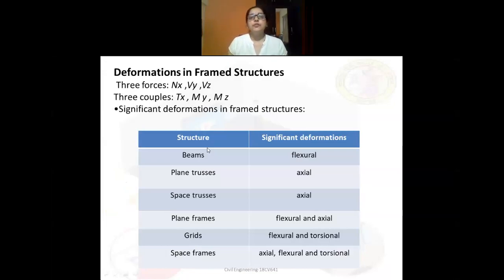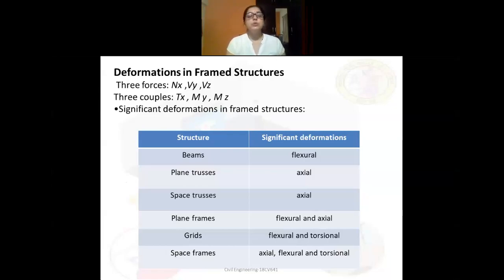So, what are the deformations in a framed structure? Usually, there will be three types of forces: along the x-axis, along the y-axis, as well as along the z-axis, and three couples: torsion about the x-axis, moment about the y-axis, and moment about the z-axis. So these are the significant deformations in framed structures in general.